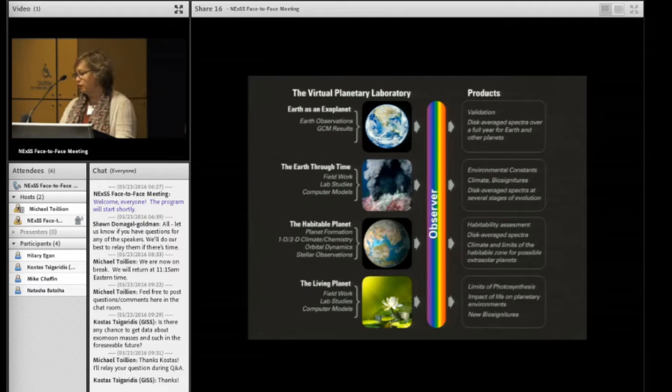And then the observer task, which is this rainbow that's running down the middle there, is where we take what we've learned from the previous 4 tasks and we run it through both instrument simulators and also retrieval algorithms to try and understand and learn what would actually be detectable about the environments that we have just modeled and discovered. So I'll give you a few highlights in some of these tasks and just show you some of the basic areas we're working in at the moment. And then I'll finish with some of our activities for this past year.